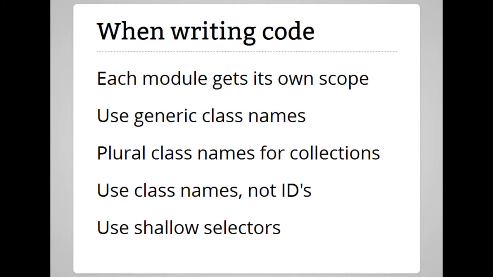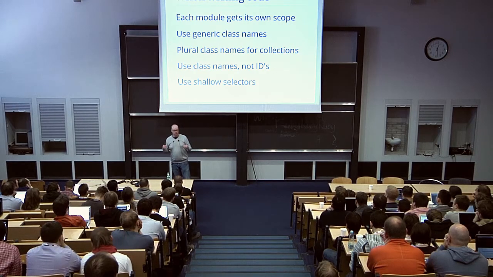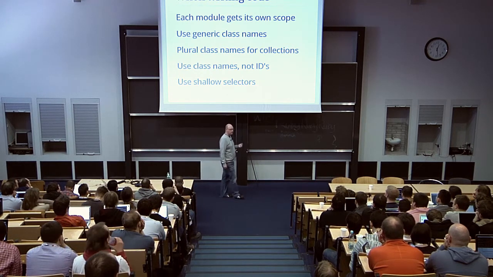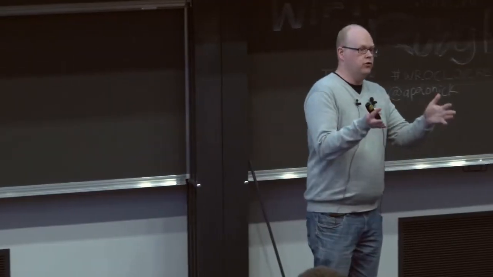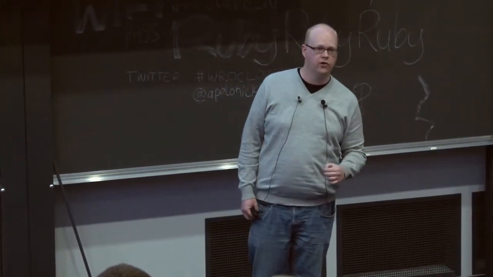Now, when writing code, each model gets its own scope. I will illustrate this with some sample code in a bit. You want to use generic class names. If you have this list of articles, which can be related articles, latest news, you don't want to use the class name news on that element because it may also contain other kind of articles, so be generic there.